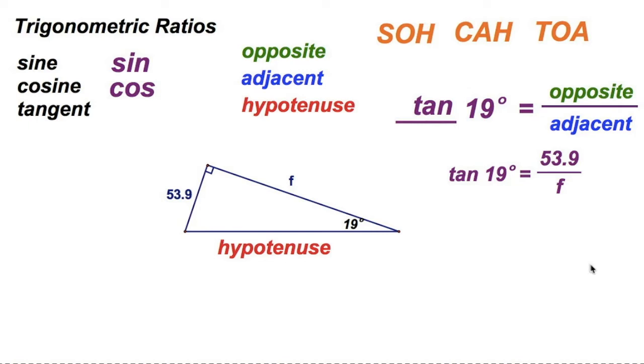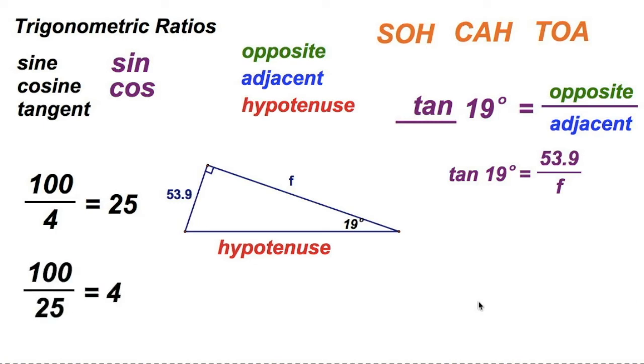Now, hold on to your horses here. This is where most of my students make their mistakes. Well, what do we do here? This is algebra. Algebra 1, actually pre-algebra. Let me remind you of something. Would you agree that 100 divided by 4 is 25? I would. And if I rearrange these numbers, I could write it this way: 100 over 25 is also 4.